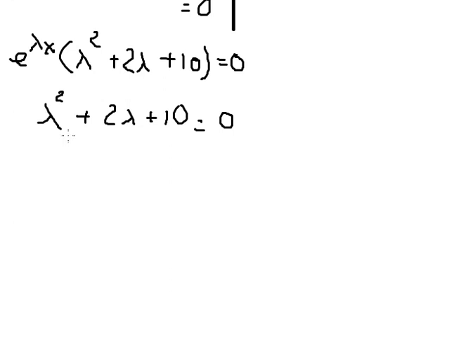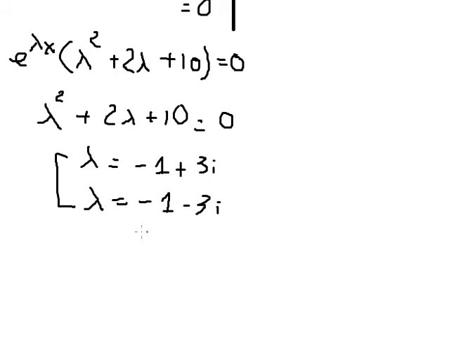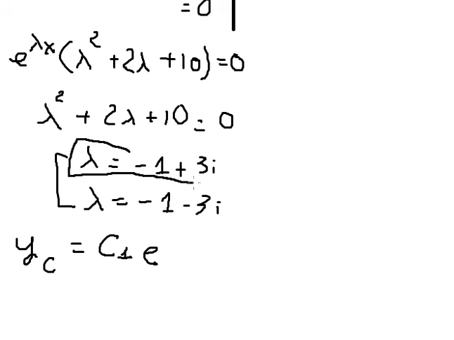Now, we need to find the solution of this one. So, we have negative number 1 plus 3i. This is a complex number. Negative number 1, negative 3i. And now we have yc. We have c number 1, that's a constant number 1, and we have e to the power of lambda s. Now we need to change lambda into negative number 1 plus 3i.